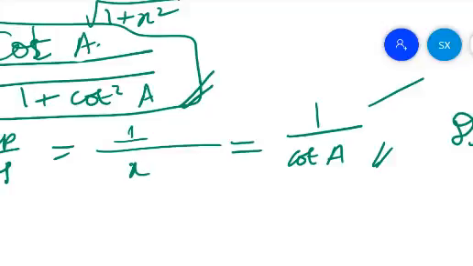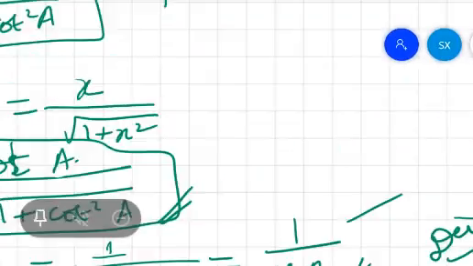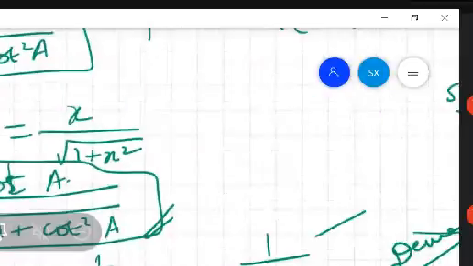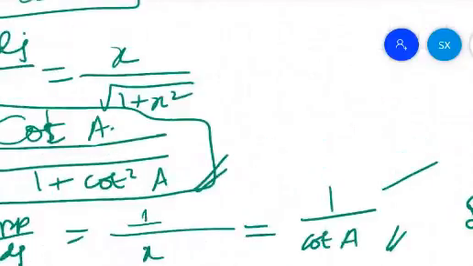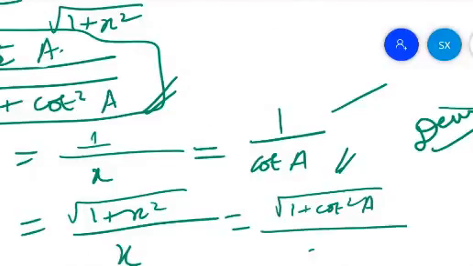Sine is over, cos is over, tan is over. Next is secant. Secant A is hypotenuse by adjacent, because it is opposite to cos. Now, hypotenuse is square root of 1 plus cot square A. Now, adjacent. What is adjacent? See the diagram. Adjacent is x. So, you put x. Now, what is my final answer? Square root of 1 plus cot square A divided by cot A. You should write like this and stop.